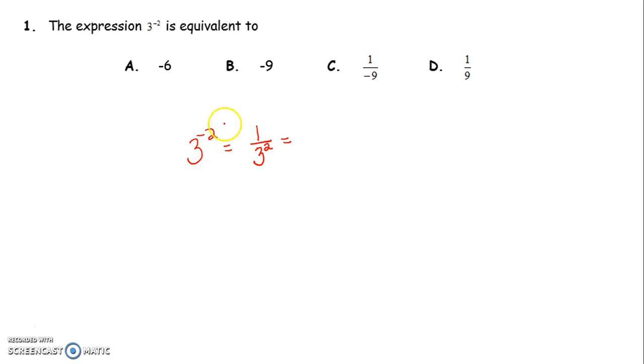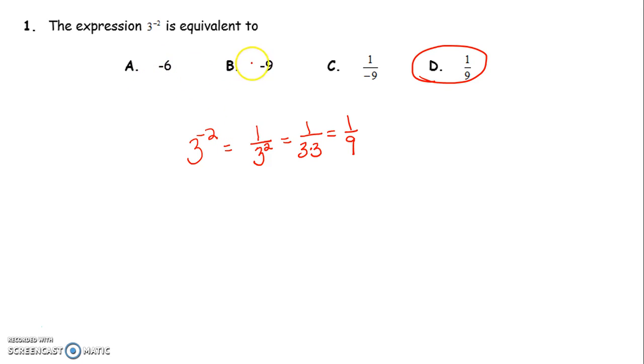So negative exponents, you put 1 over, keep the base, make the exponent positive. So then we have 1 over 3 squared, which just means 3 times 3. And that would be 1 over 9. That would be letter D.